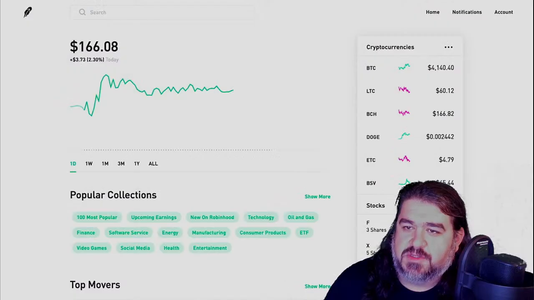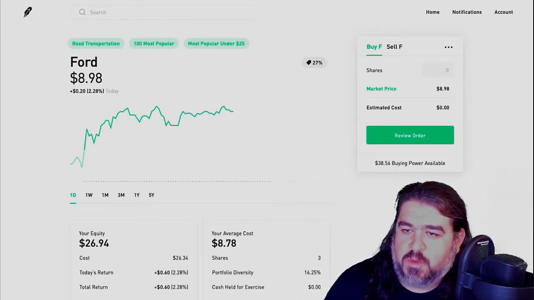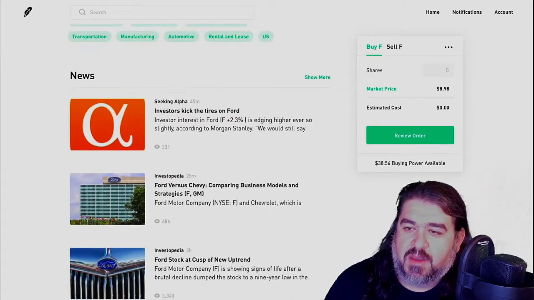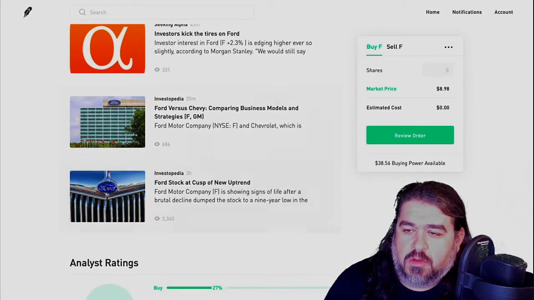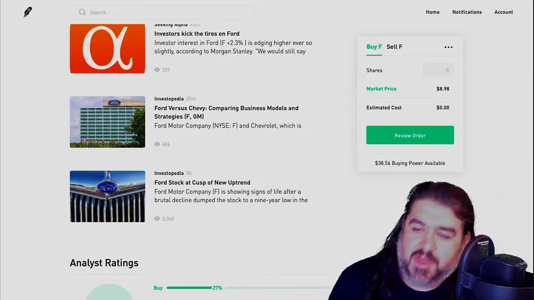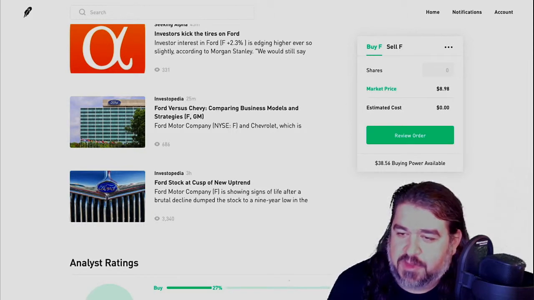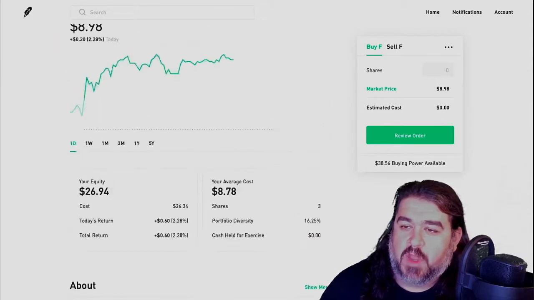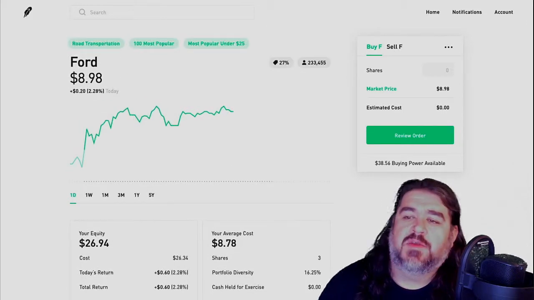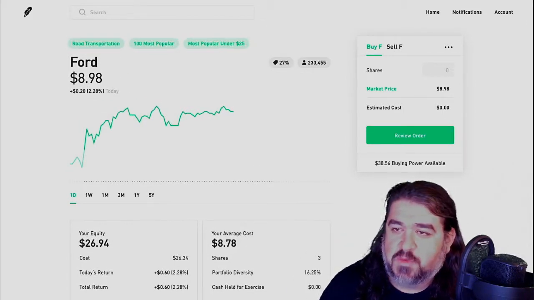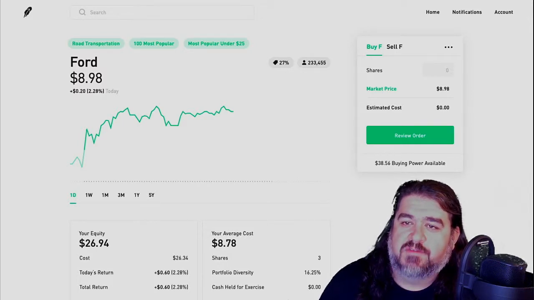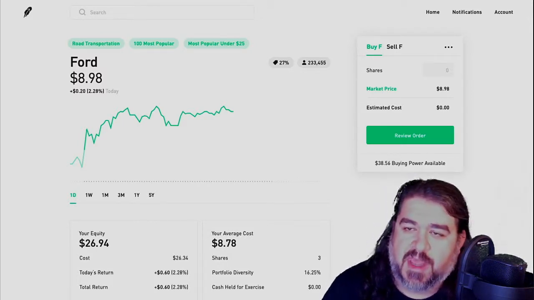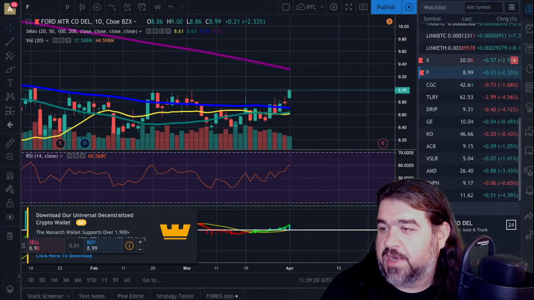There was also some news here in Robinhood. If we flip over, go into the Ford window here, there was some news about Ford versus Chevy. We got Ford stock on the cusp of an uptrend, coming from Investopedia. I didn't really read that news article or anything, but maybe something for you to check out. So, yeah, that's what's going on with me today. Those are the two stocks that I bought in. I bought 3 shares of Ford, and I bought 5 shares of ticker symbol X, United States Steel. So that's what I'm rocking with.